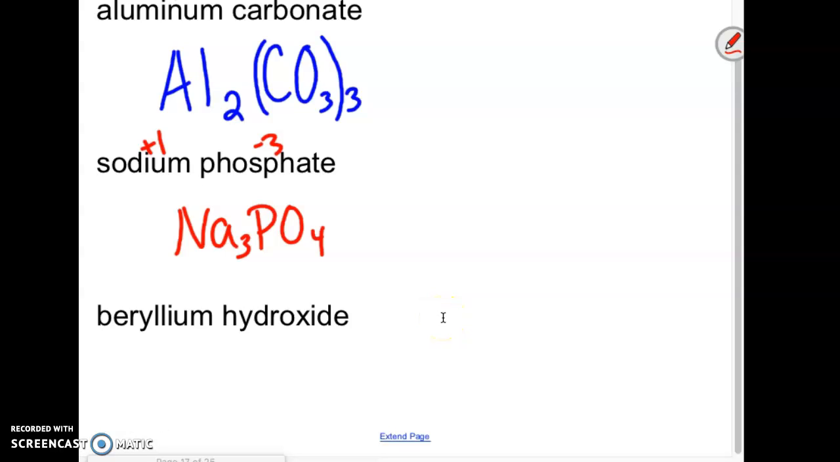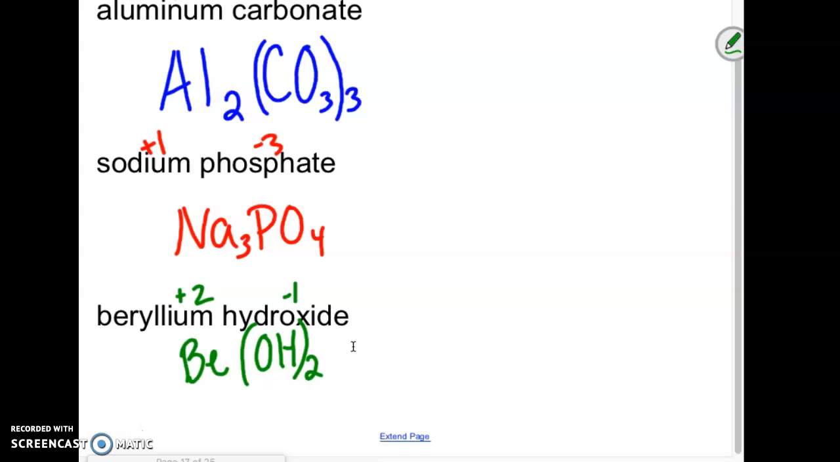Beryllium is Be. It is a +2 charge. Hydroxide is an OH. It's a -1 charge. Now the lowest common multiple between 1 and 2 is 2. I need 1 beryllium because it's already at 2, so I don't do that. And I need 2 hydroxides. So I put a 2 here, but remember you have to put it in parentheses.